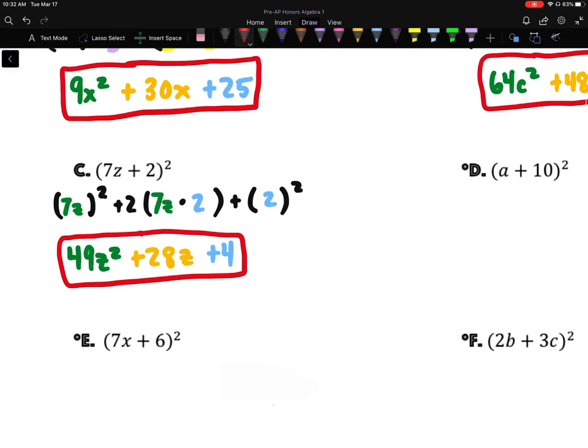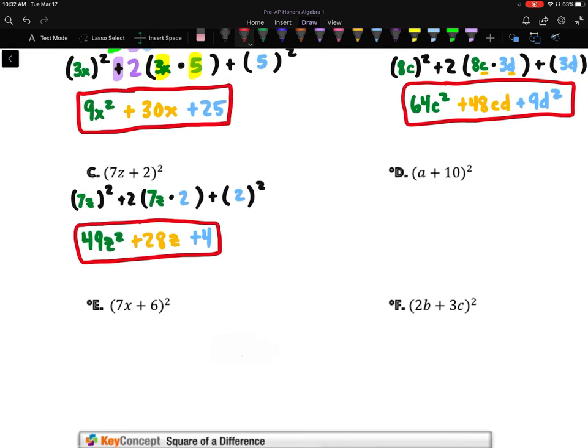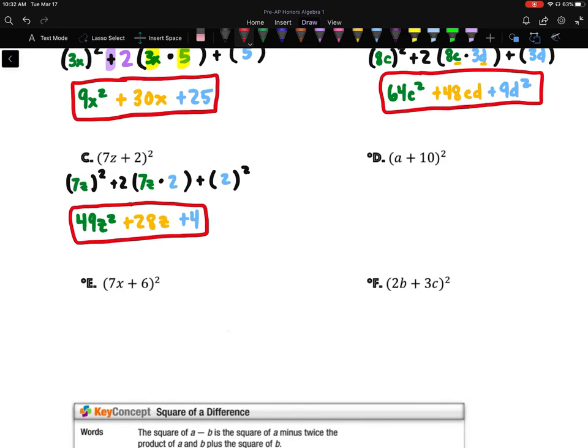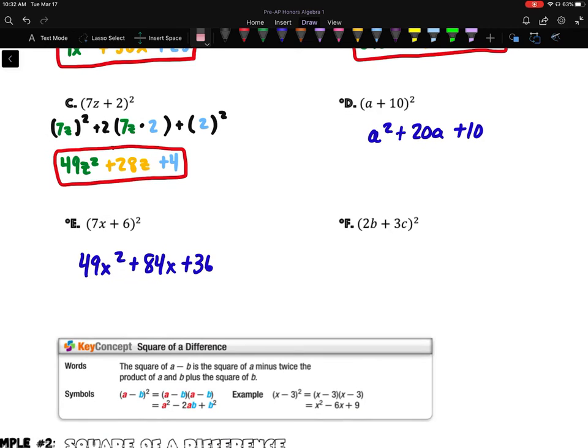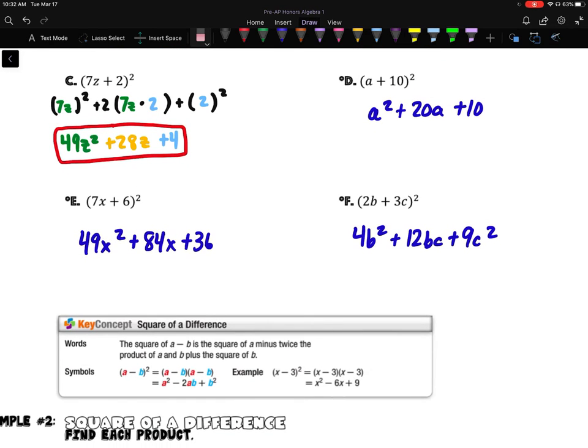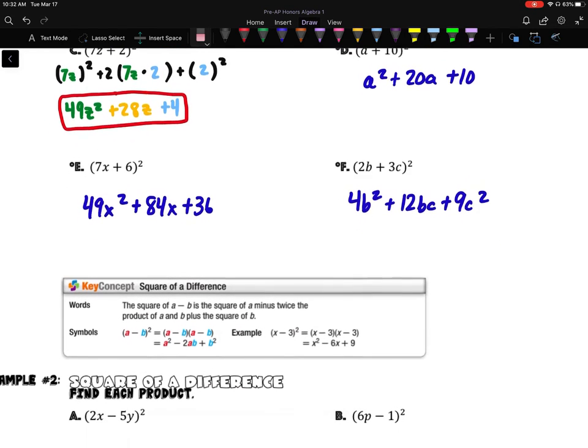Okay, what I'd like you to do is pause the video, try the D, E, and F on your own. When you think you have a solution, unpause it, and then check your solutions compared to mine. Okay. So for D, you should have gotten a squared plus 20a plus 10. For E, you should have gotten 49x squared plus 84x plus 36. And for F, you should have gotten 4b squared plus 12bc plus 9c squared.